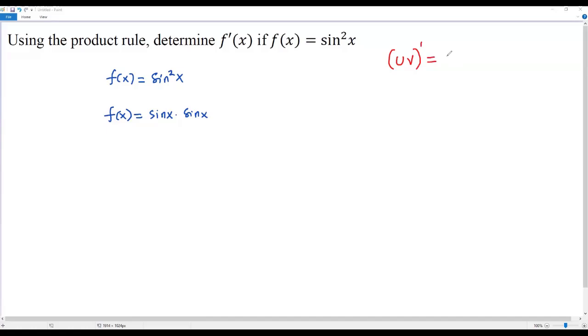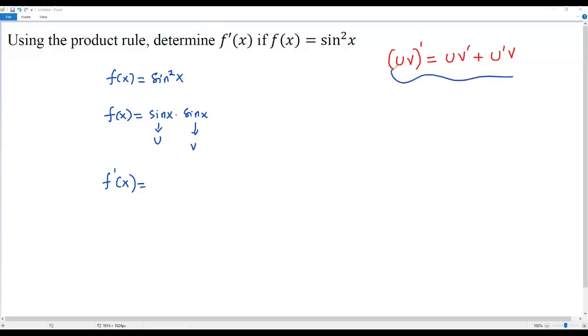For that, I keep the first variable u as it is, and take the derivative of the second variable v, that is v prime. Now I take a positive sign. Then I take the derivative of the first variable u, which becomes u prime, and keep the second variable as it is. The same procedure I'm going to do here. I consider the first sin x as u, and the second sin x as v. Now let's find the derivative f prime of x using the product rule.